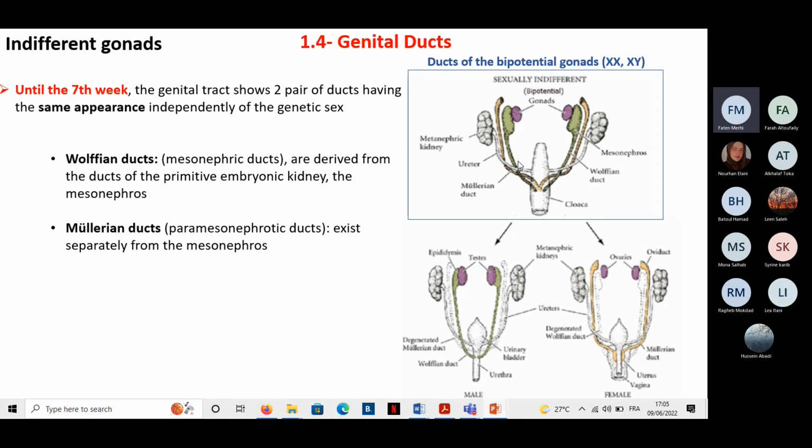And we have also the second type of duct, which are called the Mullerian ducts. We have one pair of Mullerian ducts, and they are called the paramesonephric ducts. They are localized near the mesonephros and exist separately from it. So they are not connected to this kidney, but they are adjacent to it.